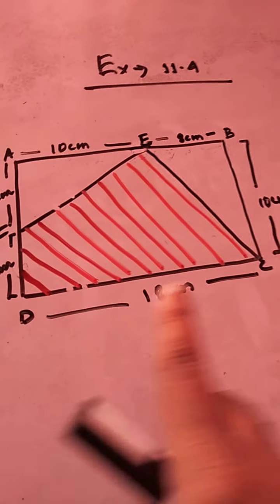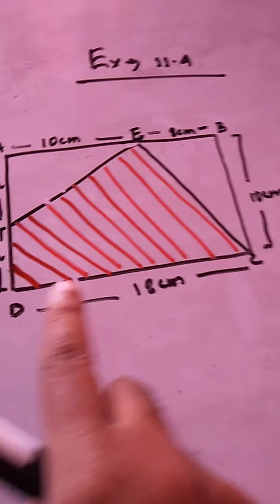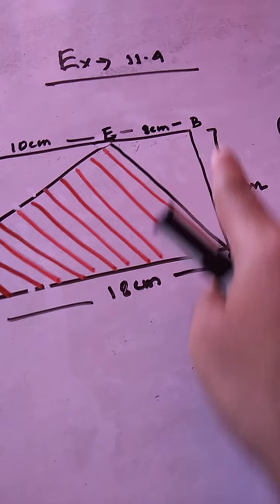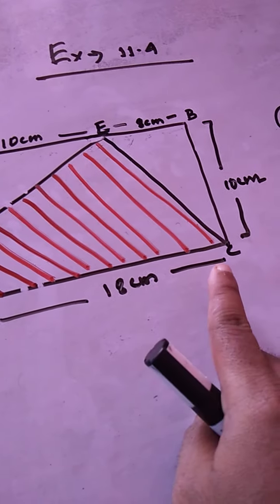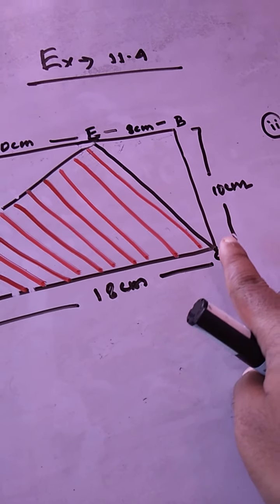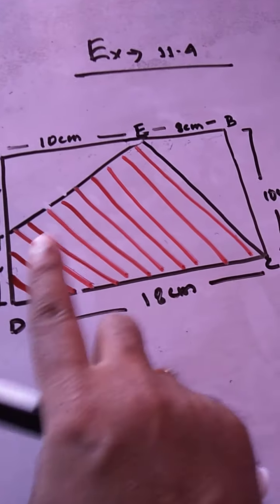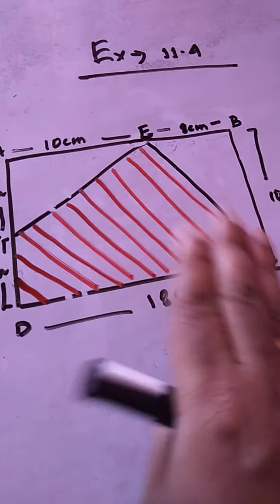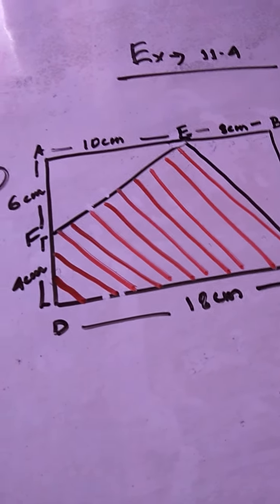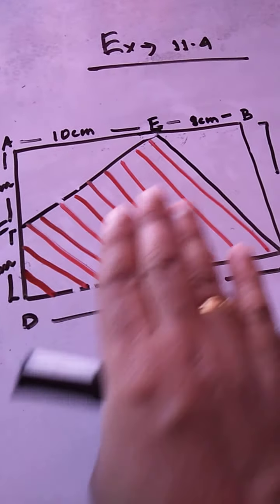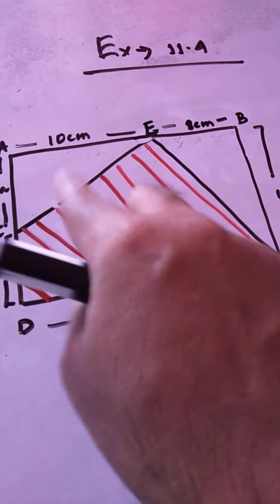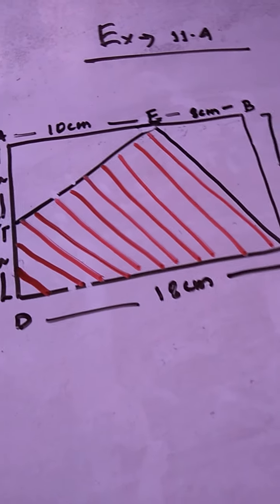Now, in question number 1, you see there is one rectangle given. Carefully observe this. One rectangle is given whose length and breadth are given. Length is 18 centimeter and breadth is 10 centimeter. And there is one shaded portion inside the figure. According to the question, you have to get the area of this shaded portion, the place where I have marked with red.